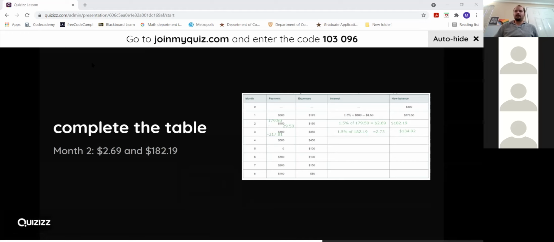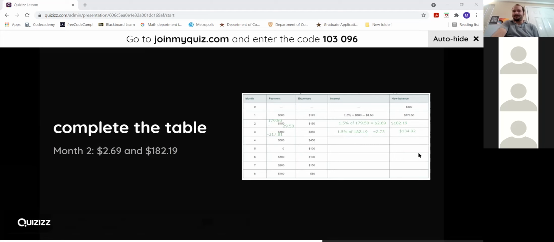Okay. Are there any questions about how to fill out this table? Do you feel like this is something that you could do? Yes. All right. So the next step would be to do what? Take 1.5% of this thing to find your interest here. 134 minus 500 is going to give us the outstanding balance that we have. We've got to add that to the new expenses, and we've got to add that to the interest.